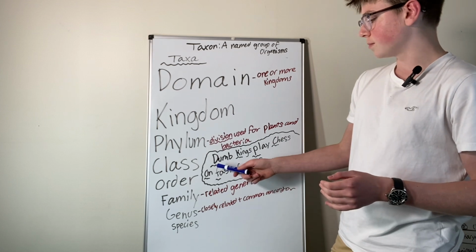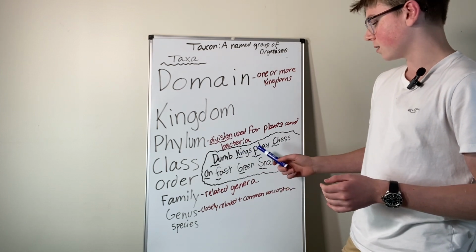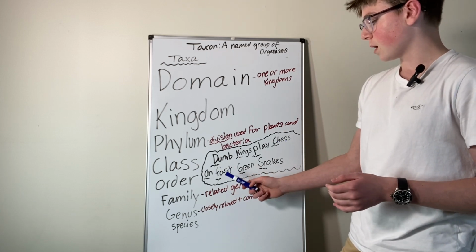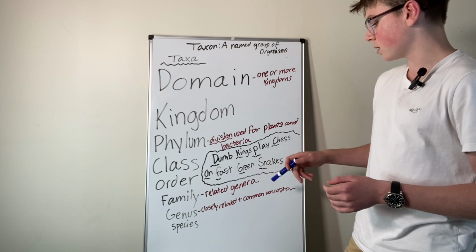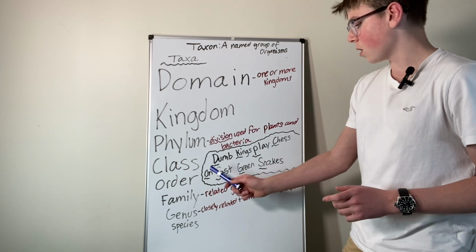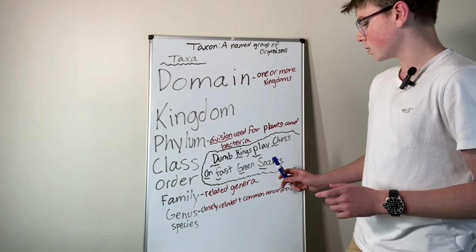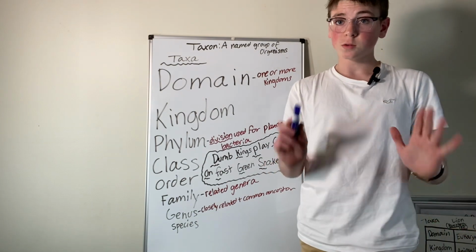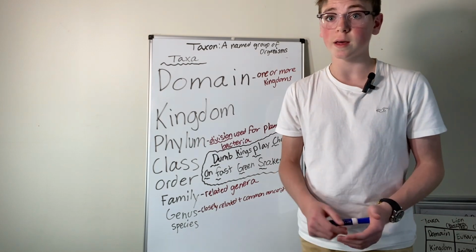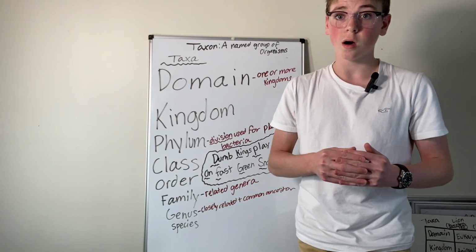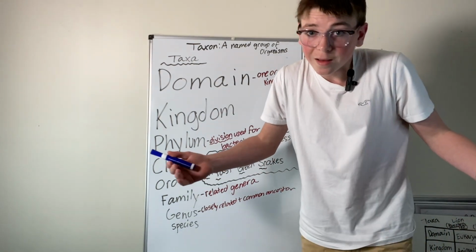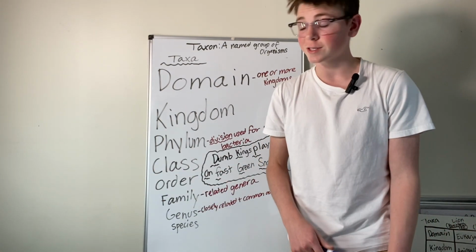But you see, dumb, D, kings, K, play, P, chess, C, on, O, fast, F, green, G, snakes, S. So domain, kingdom, phylum, class, order, family, genus, species. So remember, creating your own is the best way to remember, but if you want to know that dumb kings play chess on fast green snakes, then I don't know. If it helps, go right ahead and use it.